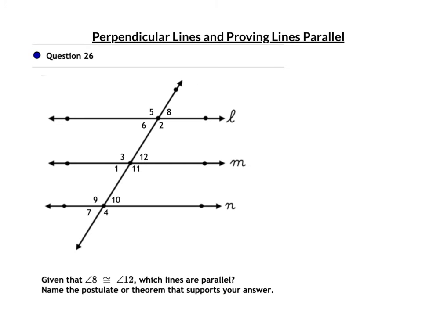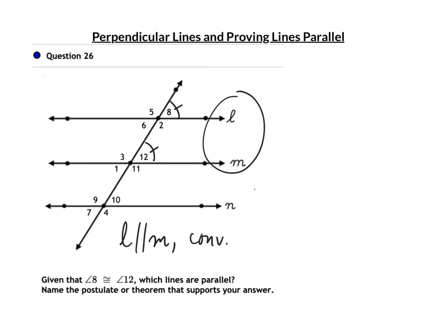Question 26, angle 8 and angle 12. Those are corresponding angles also. So the lines that are parallel are L and M. L is parallel to M. And this is the converse of the corresponding angle postulate.